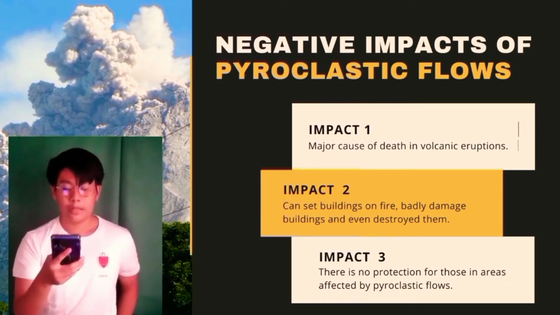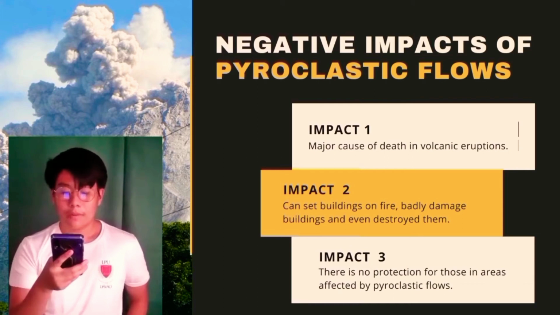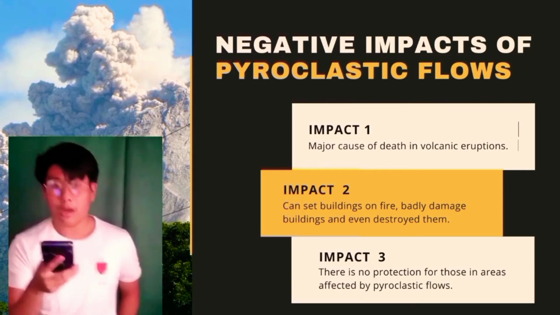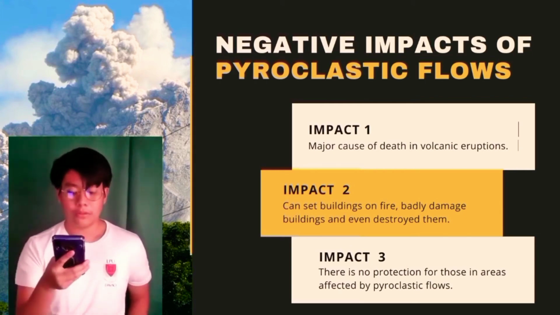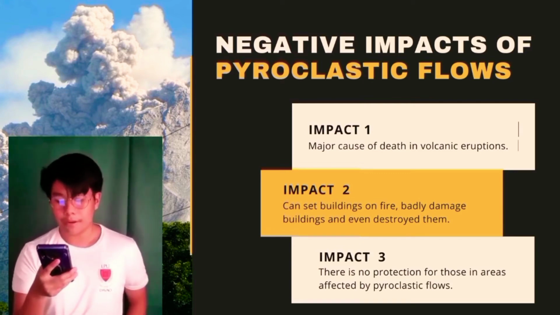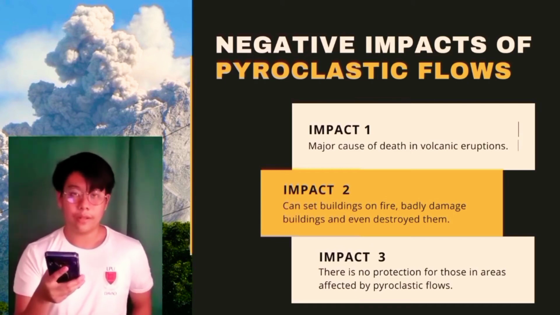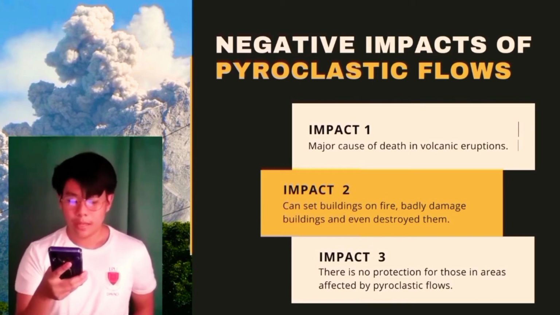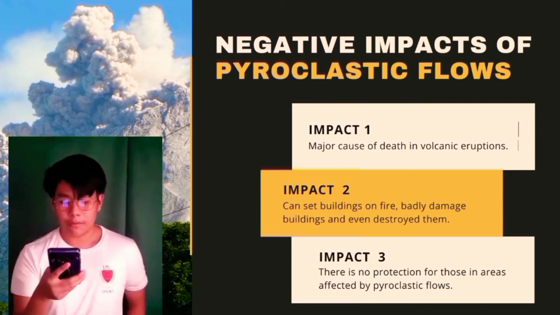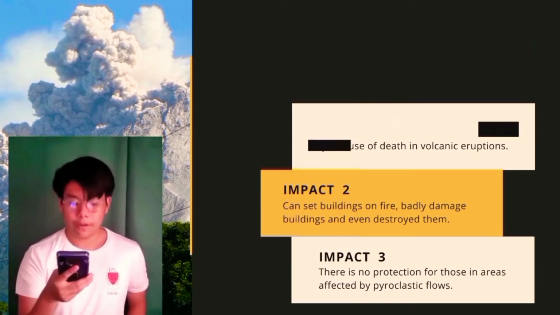Negative impacts of pyroclastic flows. Number 1. Pyroclastic flows cannot be outrun and are a major cause of death in volcanic eruptions. Number 2. Pyroclastic flows can set buildings on fire, badly damage buildings, and even destroy them.